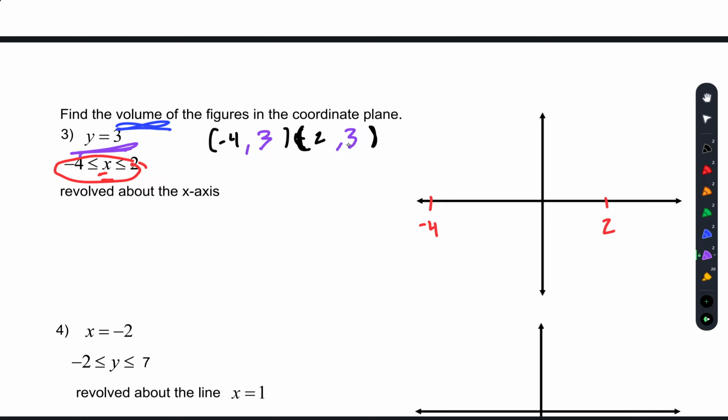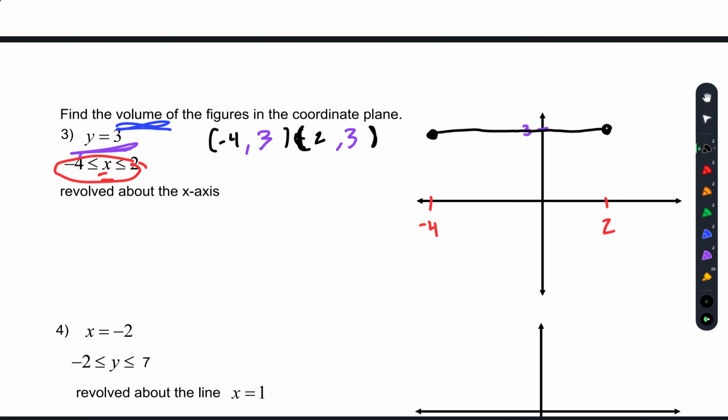So I have 2 points. -4, 3. Let's call this up here 3. So that's my first point, -4, 3. And my second point, 2, 3, is right here. Let's connect them up. So far, so good. Everybody's got that?